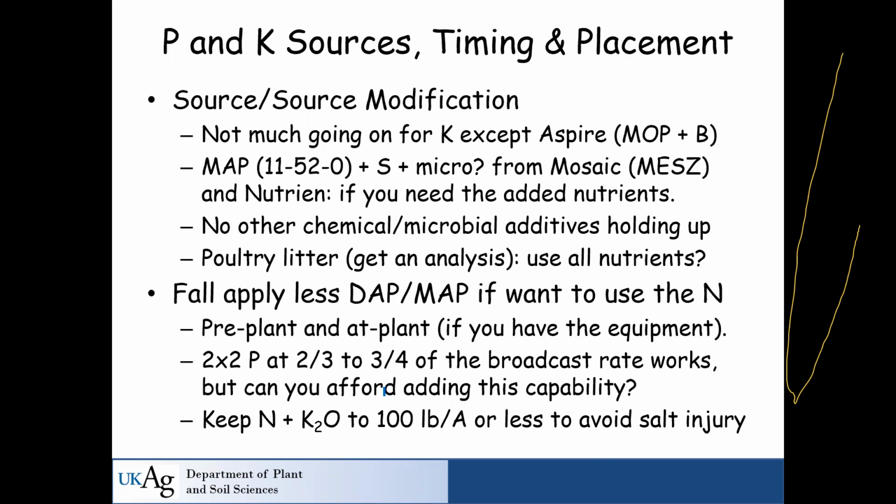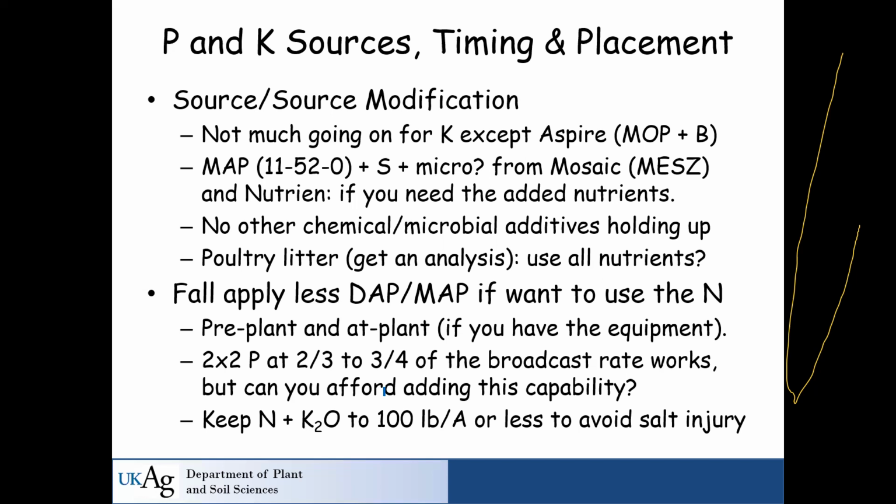I'm going to talk briefly about P and K timing and placement and sources because frankly, there's not much to say. New sources are pretty limited. Mosaic has created a product called Aspire, primarily for the alfalfa market, where it's a combination of muriate of potash, MOP, plus boron. It's either 0.5% or 1% boron. I think it's 0.5%. And when you fertilize alfalfa, you either put on Aspire or a mixture of Aspire with standard MOP.